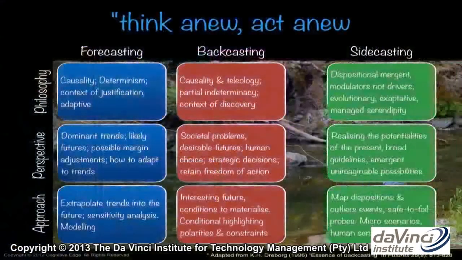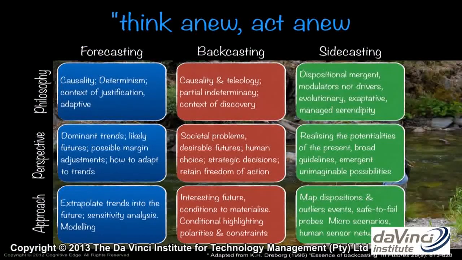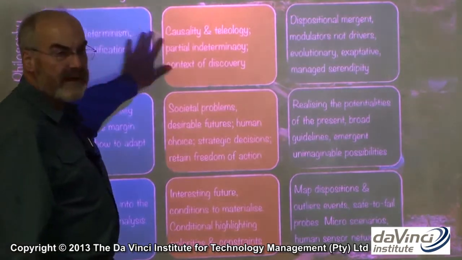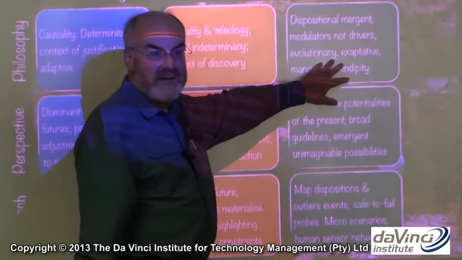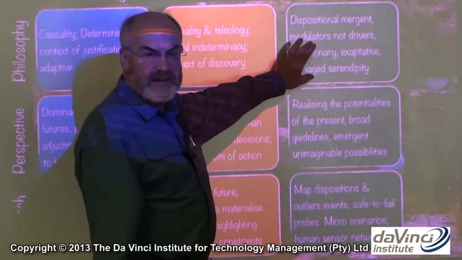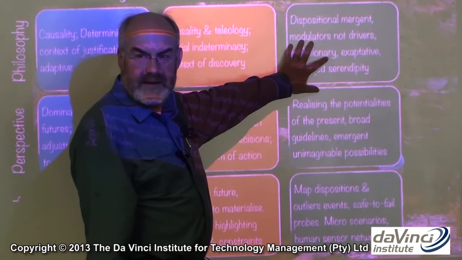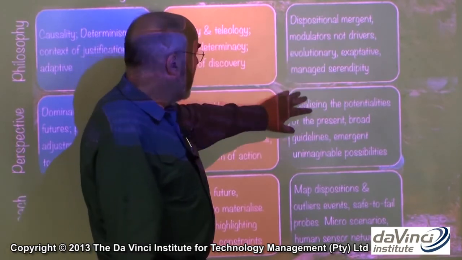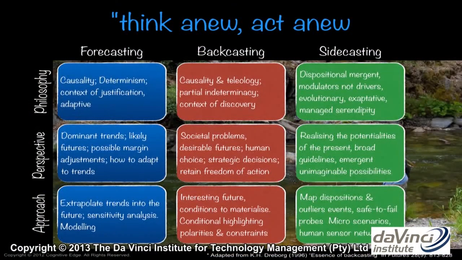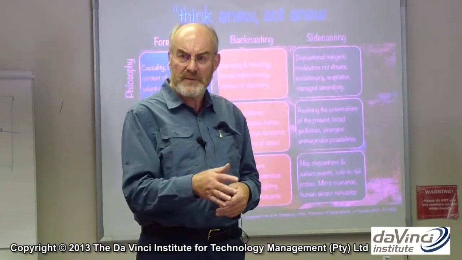Sidecasting, which is what we've been talking about, it's dispositional, it's emergent. You haven't got either linear causality or endpoint causality. You're basically managing dispositions. You're trying to get the system to evolve in one direction. Modulators, not drivers. Remember early on the magnet idea on that? That's actually a new way of measuring risk, by the way. It's how you use history. If you can account for most of historical events by the modulators you've identified in the present, you're at low risk going forward, because you know what to monitor.